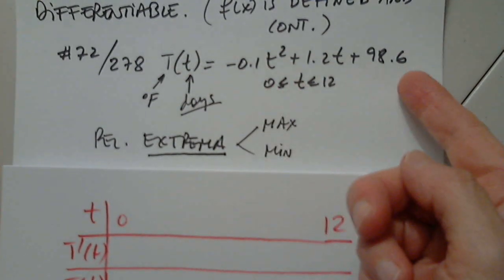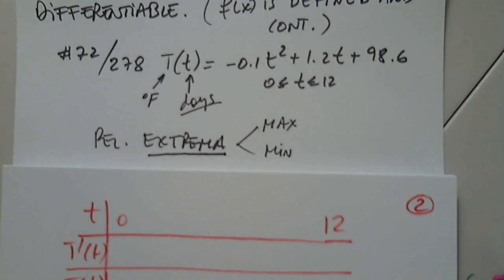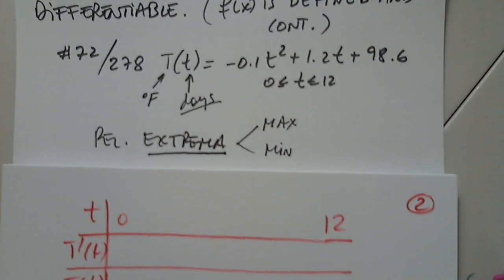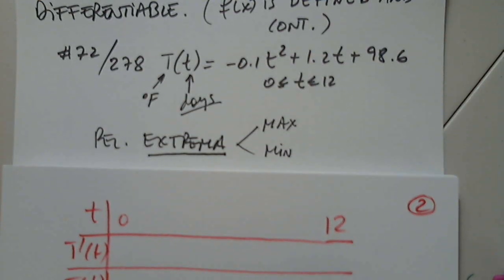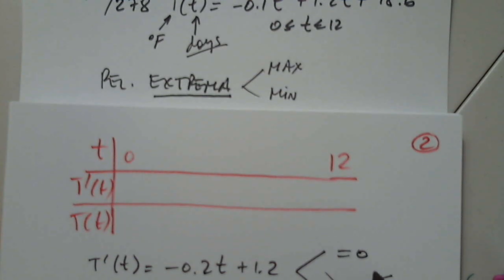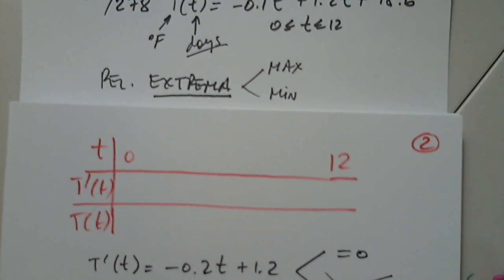Since it's a polynomial, when I find t prime of t, I will get -0.2t plus 1.2. And we have two options here. Either it's 0 or it's undefined. And we know this is a polynomial. This is not possible. But we have to check. So now when I set this equal to 0, I have -0.2t equals -1.2. And t will be 12 divided by 2, which is 6.